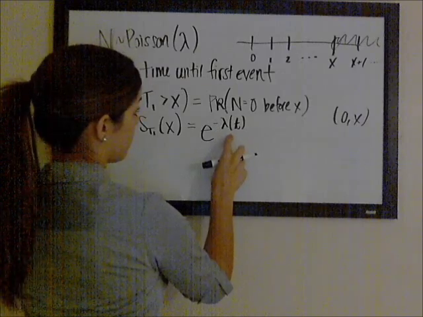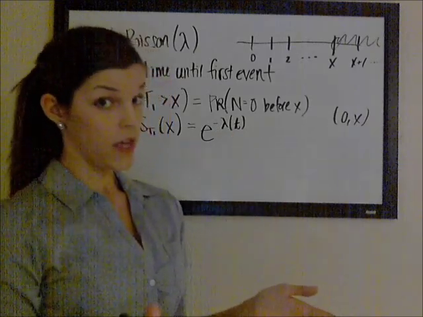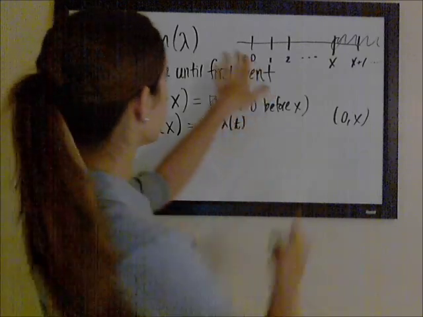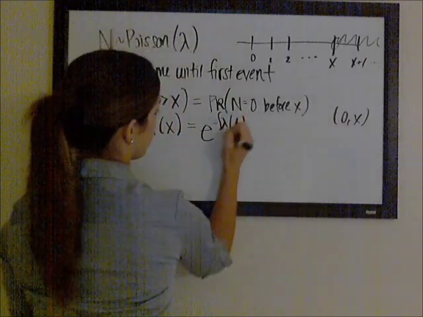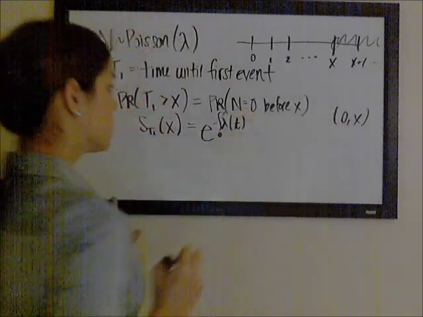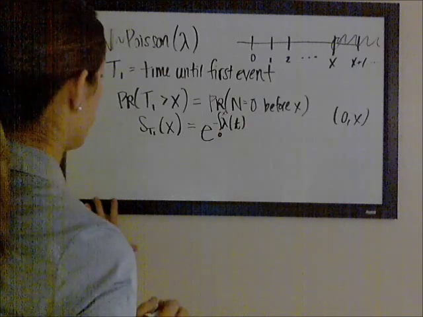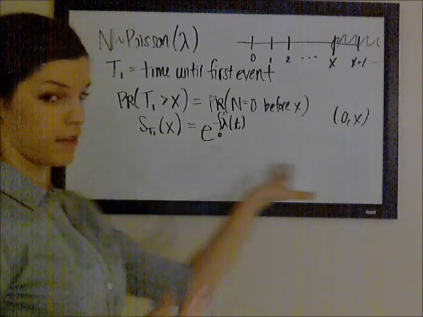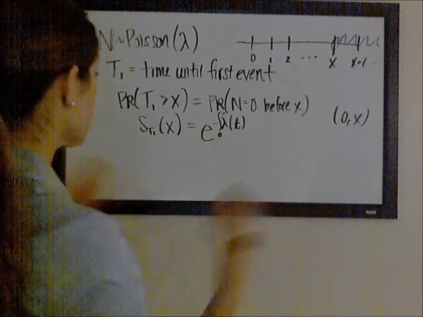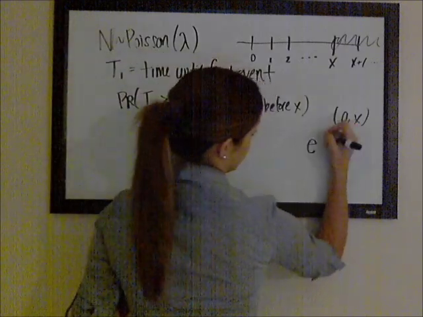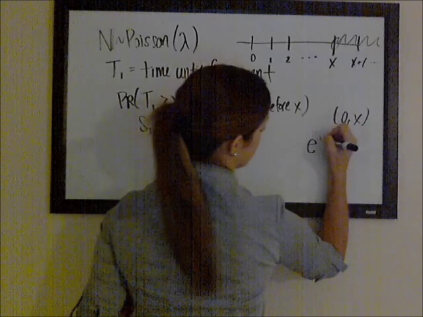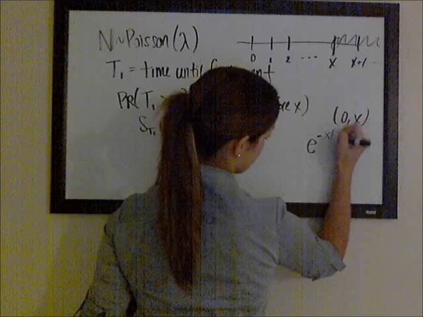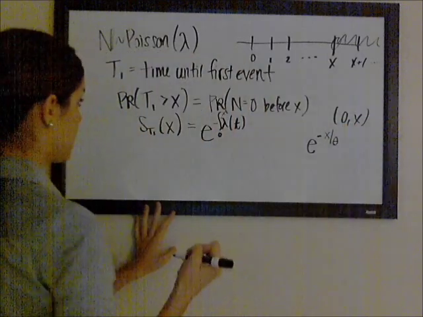And the mean number of events that occur over some time interval, you get that by integrating the intensity function over your time interval. So our interval here is 0 to x. I'm going to integrate that from 0 to x. You can already see that this looks like the survival function for an exponential distribution, which, by the way, is e to the negative x over theta, where theta is your mean.